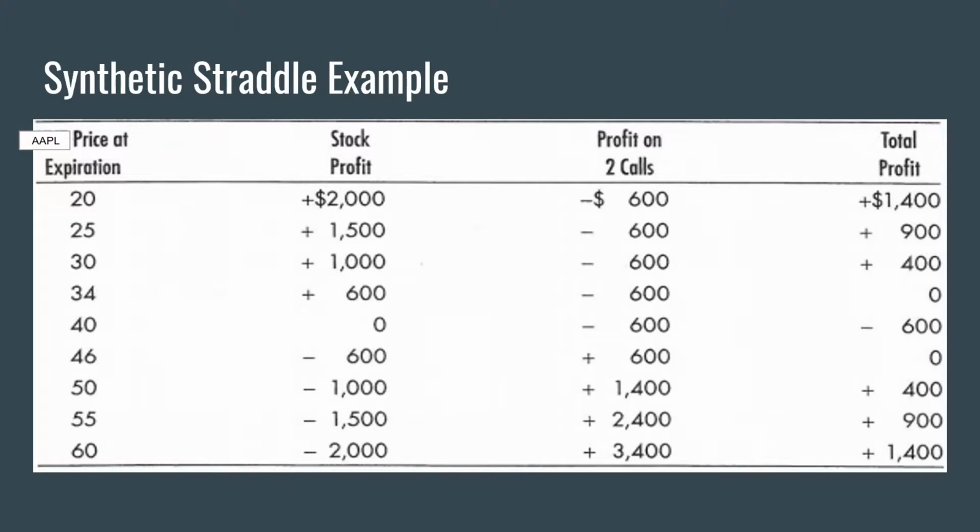For this example, imagine Apple is currently selling at $40 and the investor shorts Apple at 40 and purchases 2 Apple July 40 calls. As we can see, profits occur when the stock drops below 34 or rises above 46.